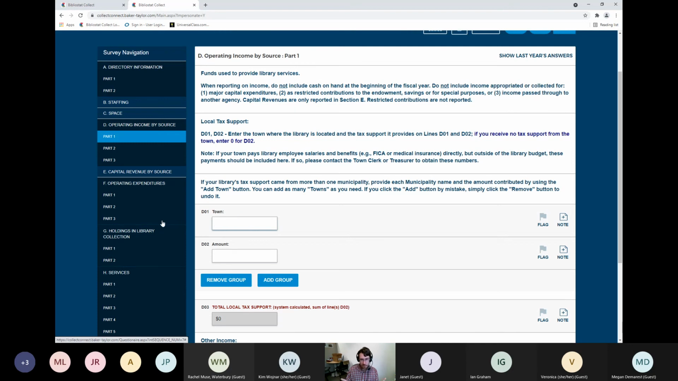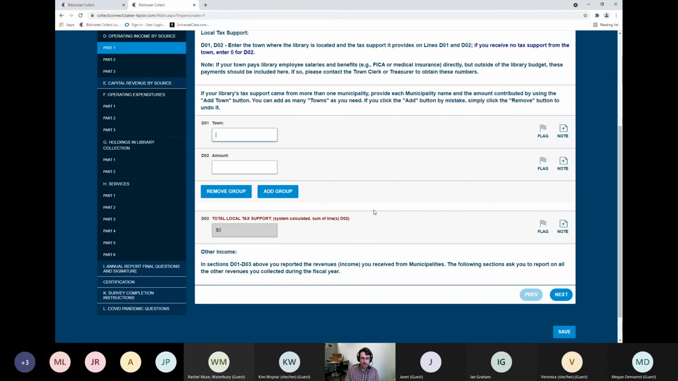So that's, in many cases, a majority of your budget. In some cases, for some incorporated libraries, it's not that large an aspect of what you're doing. Okay, so that's D1 through 3.